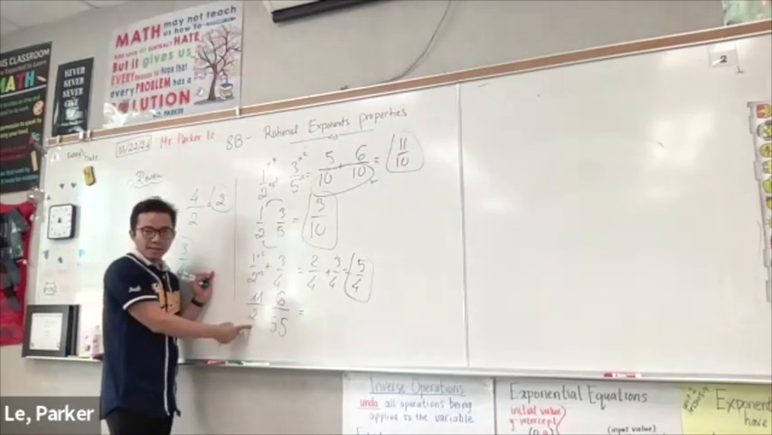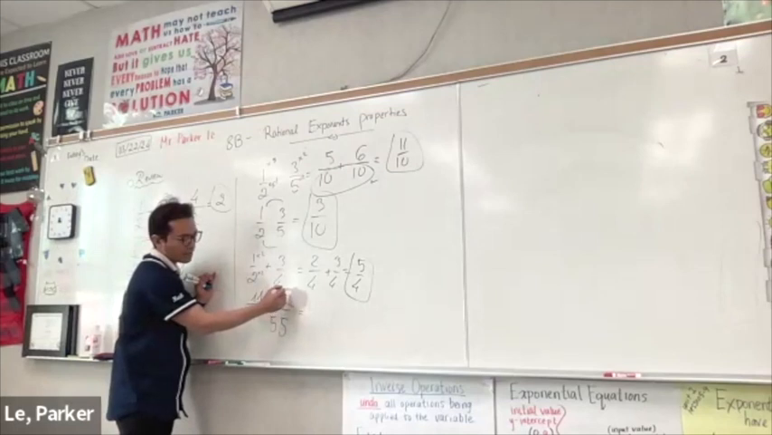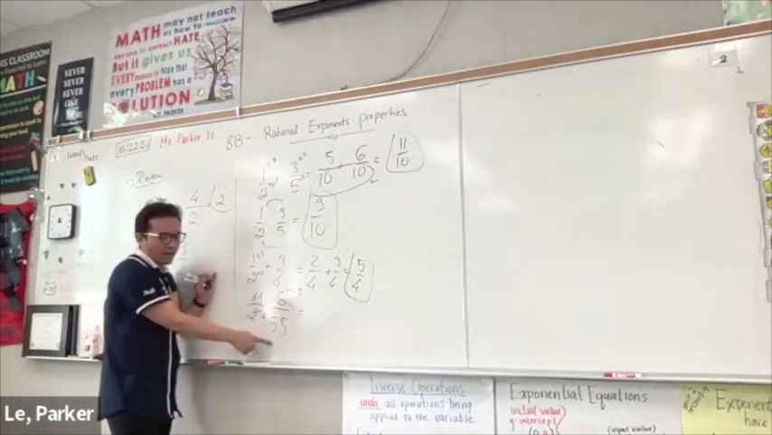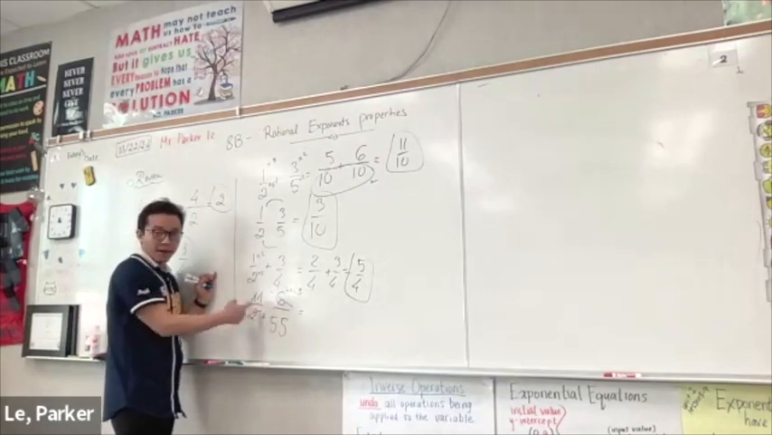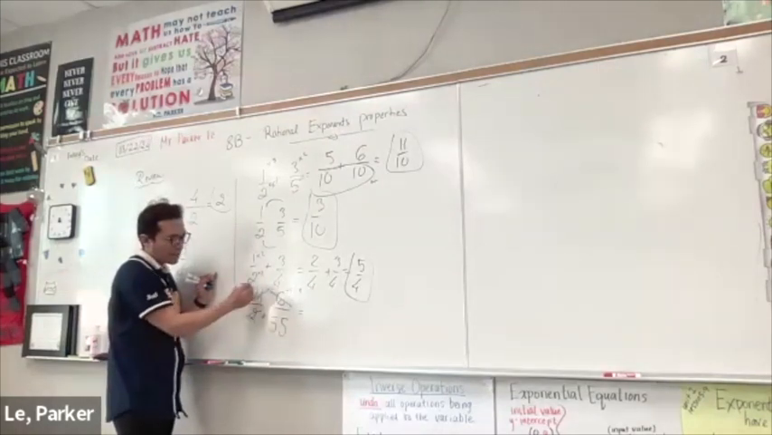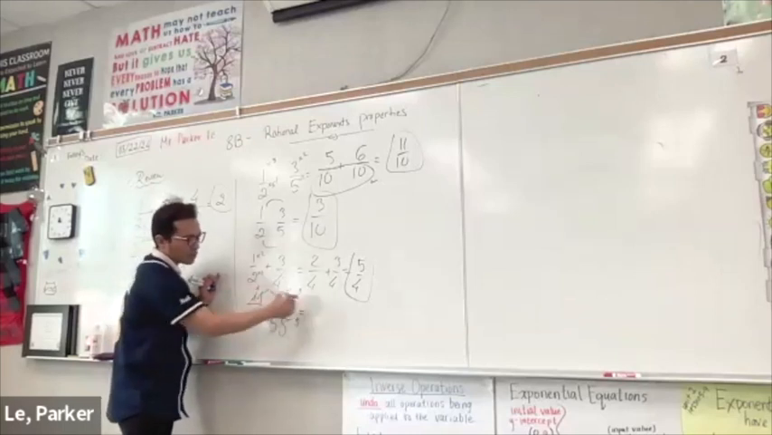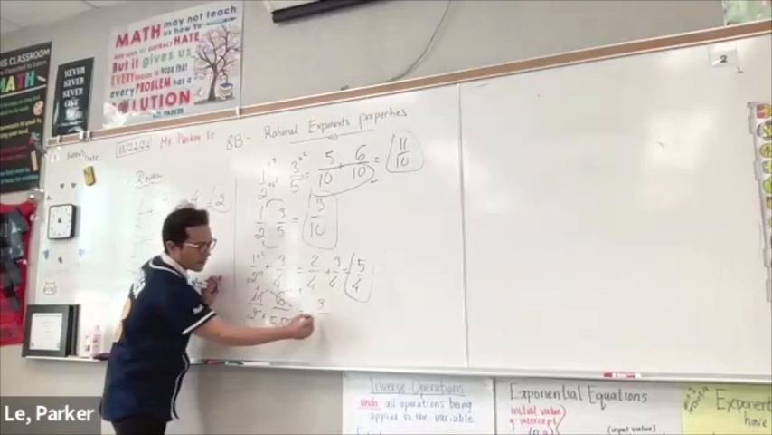6 and 2. What can you divide it by? Divided by 2, right? 6 divided by 2 is 3. So equal to 3. And this one is 1, right? 11 and 55. You can divide by 11, right? 11 divided by 11 is 1. 55 divided by 11 is 5. Now 1 times 3 is 3. 1 times 5 is 5.